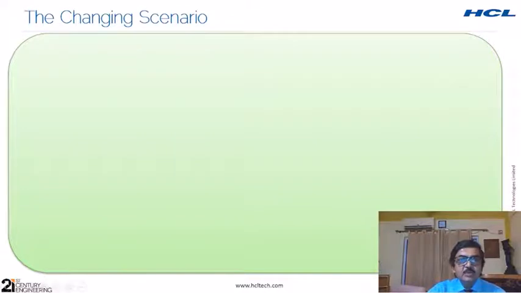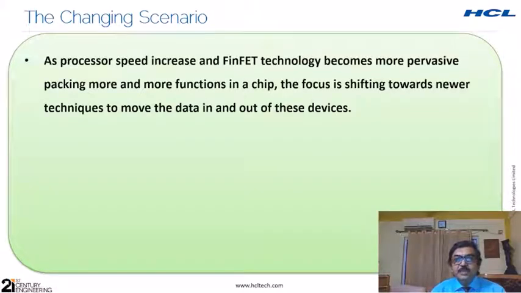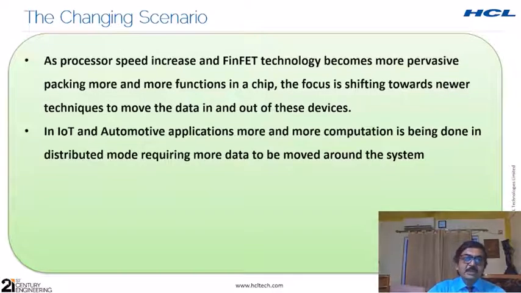Let's look at the changing scenario today. Processor speed is increasing, churning out a large amount of data. Shrinking technologies in the form of FinFET keep packaging more and more functions in a chip. The focus now shifts towards newer techniques of moving this data in and out of these devices. In IoT and automotive applications, more computation is being done in a distributed manner, requiring more data to be moved around in the system.